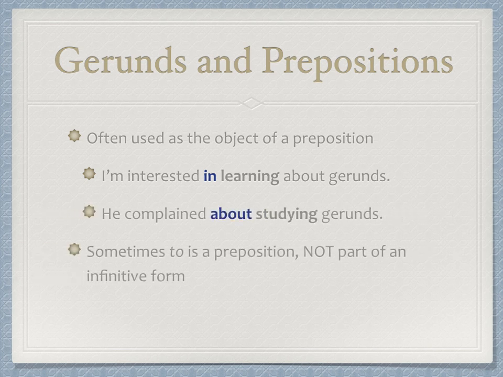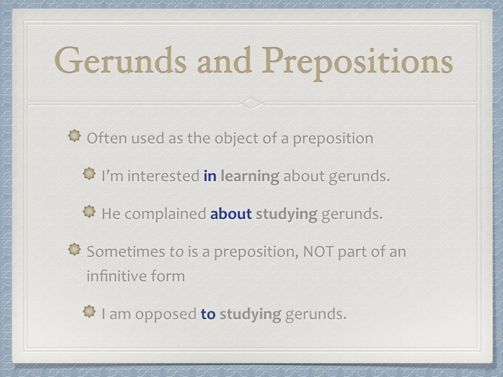One thing that can be a little bit confusing is the word to, T-O. Sometimes to is part of the infinitive form, which we'll look at in a little bit, but sometimes to is a preposition, like I sent the letter to you. I'm going to the movies. In those cases, to is a preposition that shows direction or movement, and it's not part of an infinitive form.